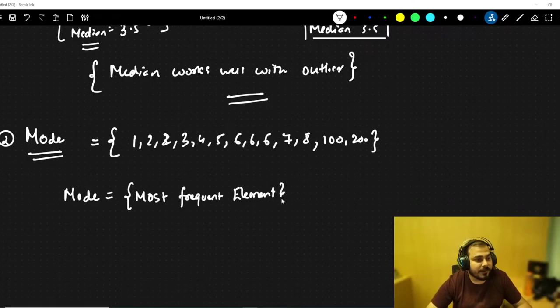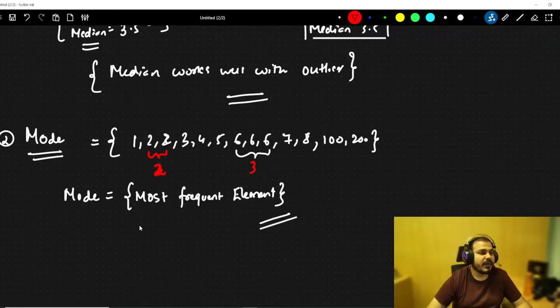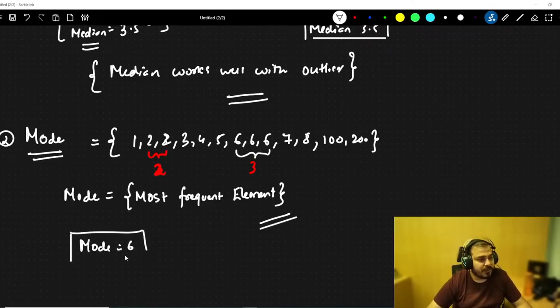Most frequent element. Now in the most frequent element we just try to count and see which element has the maximum count. Over here you can see 6 has a count of 3. If you see 2, the count is 2. So in this particular case my mode should definitely be 6, which is again a measure of central tendency.